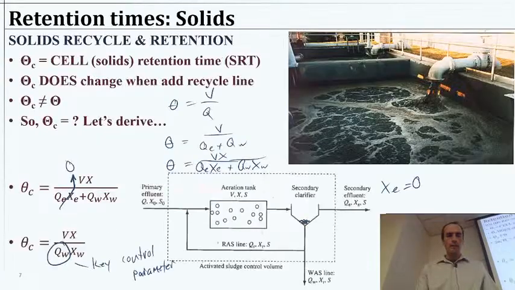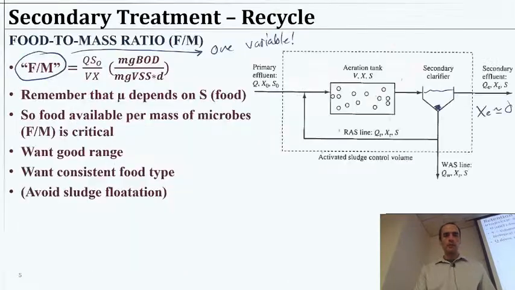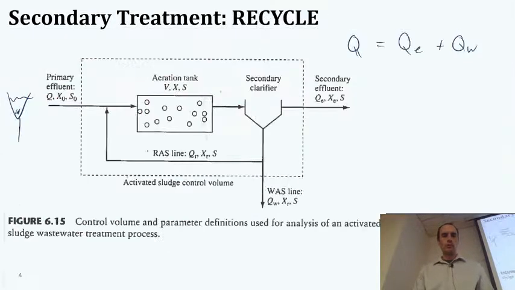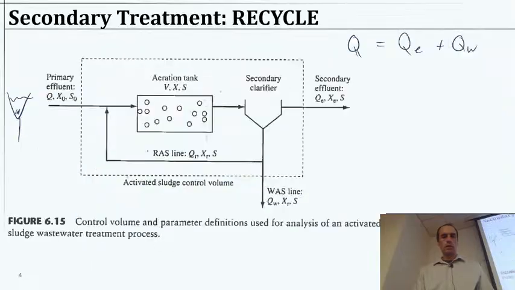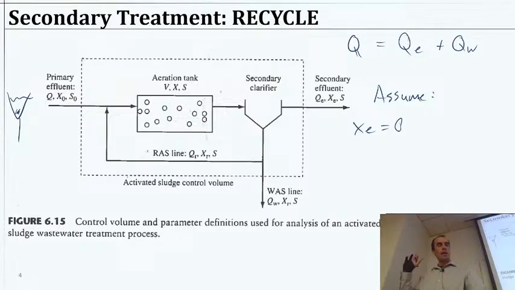Okay, I thought I had a slide where I was going to highlight these assumptions clearly, and I don't know if I misplaced it or what, but I'm just going to write them here just to be very clear. So our assumptions for this system: XE should be 0. Again, in case flotation happens, that's not good. Q is going to be QE plus QW.